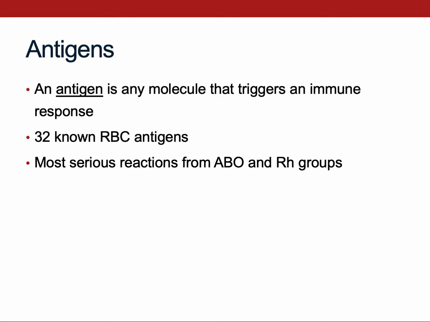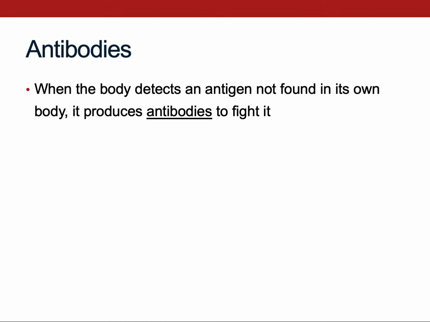Again, if an antigen is foreign to you, that molecule is going to trigger an immune response. If the antigen is not foreign to you, then your body will just recognize it as okay and it won't trigger an immune response. When we talk about immune responses, we're talking in this case about antibodies. So when your body detects an antigen or a molecule that's not found in its own body, so it's foreign, it will produce antibodies to fight it.